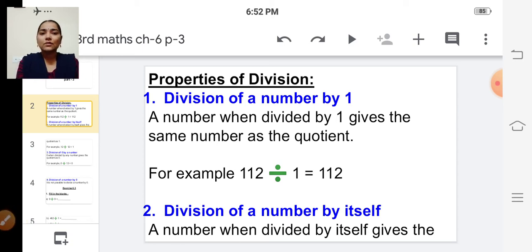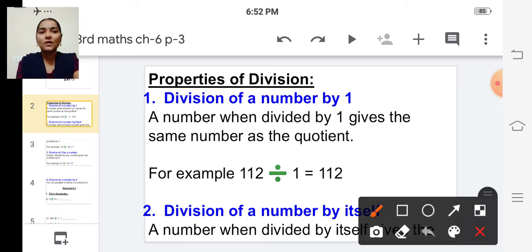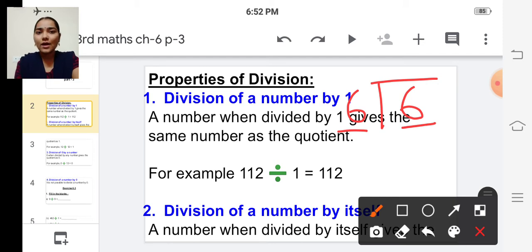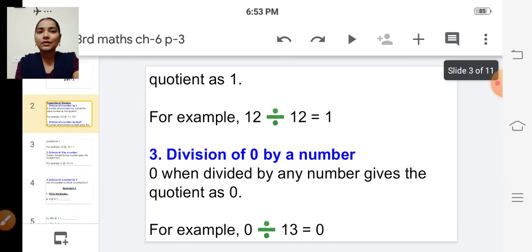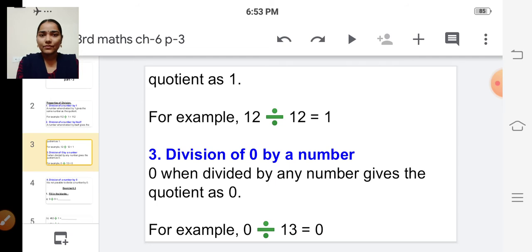The second one, division of a number by itself. If we divide 6 by 6, then what will we get? 1 6 are, one time will go, isn't it? 1 6 are 6. If we subtract, we get 0. So if we divide a number by itself, then we get the quotient as 1.